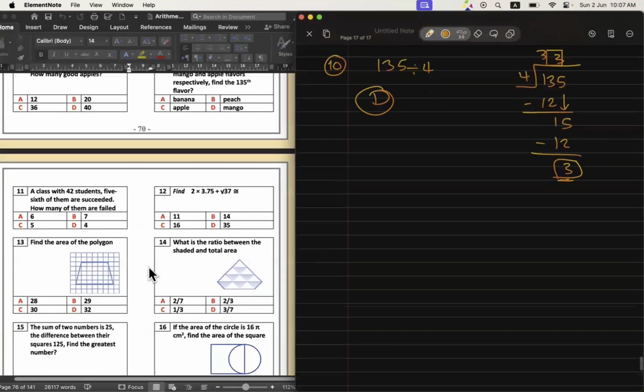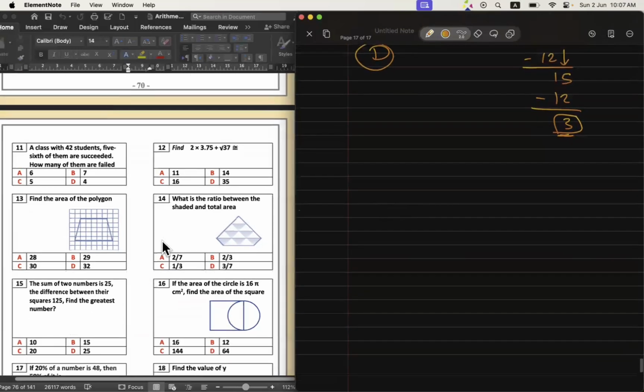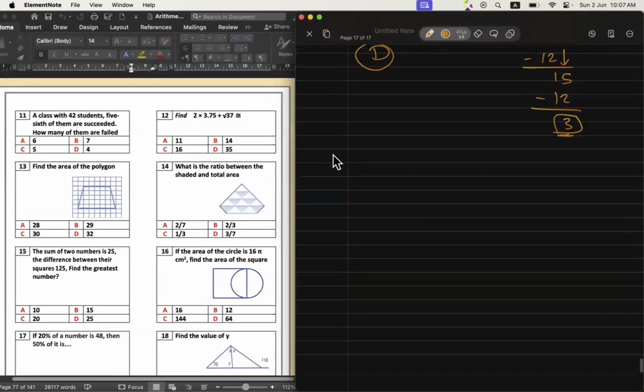Question 11. A class has 42 students, 5/6 of them succeeded. How many of them failed? We can find the number of succeeded students by multiplying 42 times 5/6.